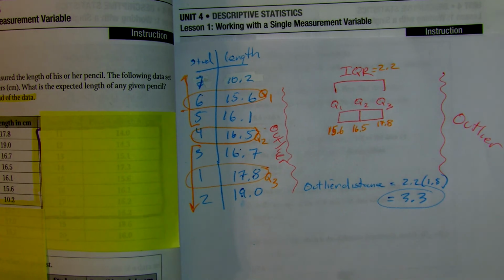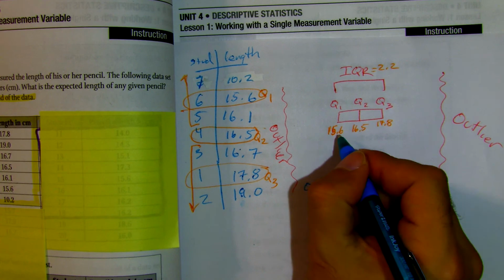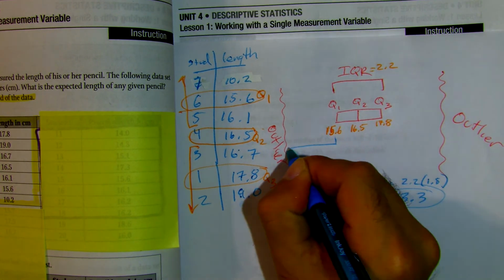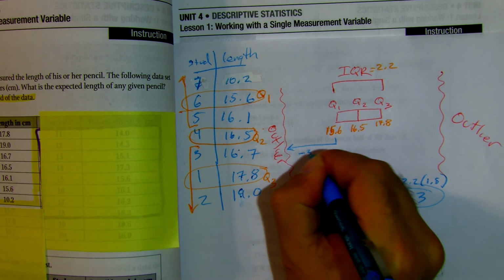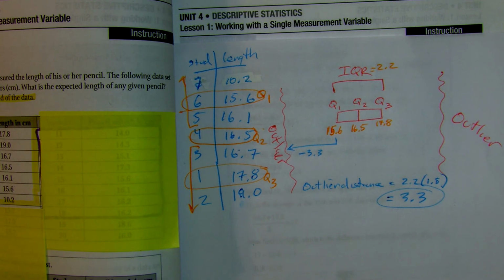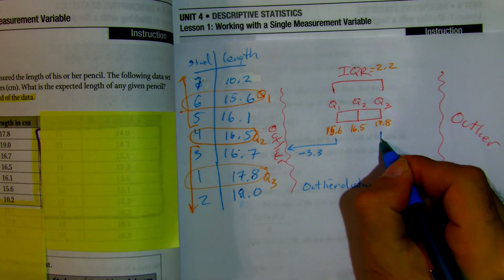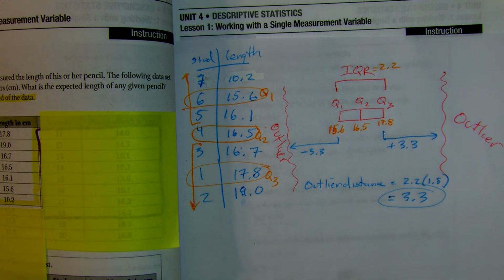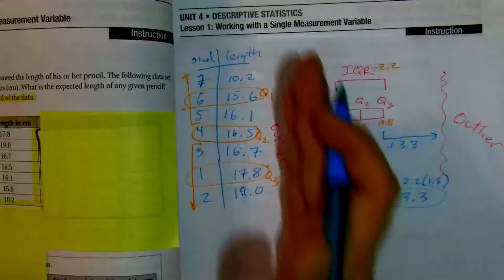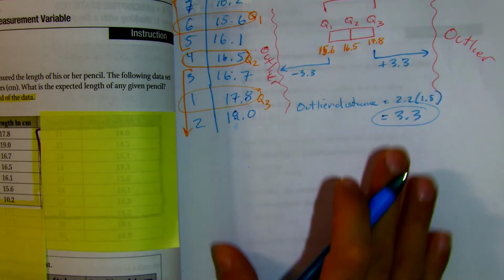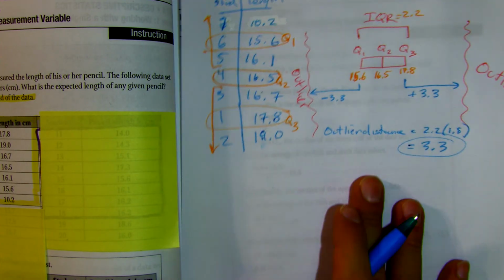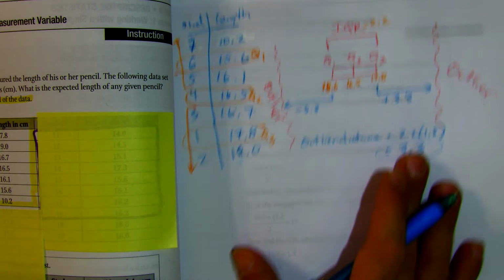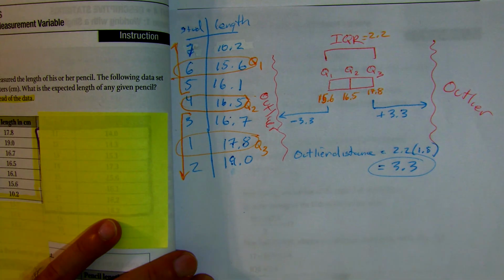Okay. So this is the number we're going to use. What we're going to do is go from Q1 in this direction and subtract 3.3. From Q3, I'm going to go this direction and add 3.3. That's going to tell us the boundaries for the lower outlier and the upper outlier.